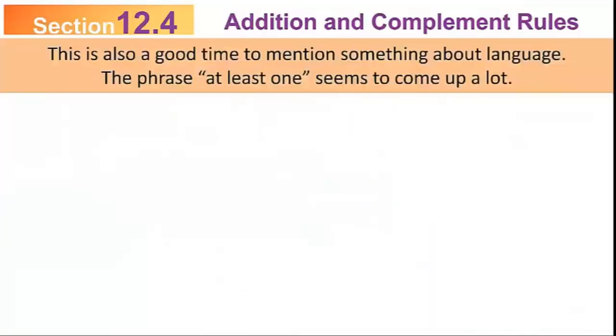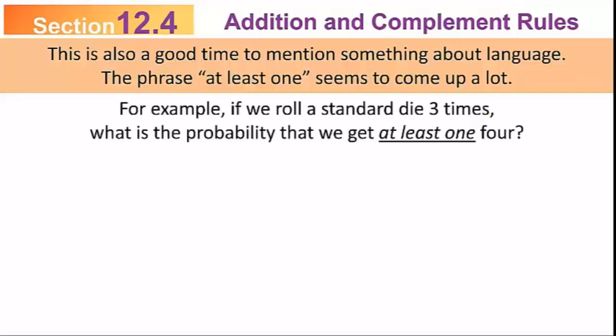I want to talk a little bit about the English language as relates to this. It turns out that when we're doing probabilities, we tend to come to these problems where we're asked to find the probability of at least one something. And I want to talk a little bit about that in particular so that when you see it, it won't be confusing. For example, if I roll a standard die 3 times, what's the probability we get at least 1 4? You see that at least 1 quite often.